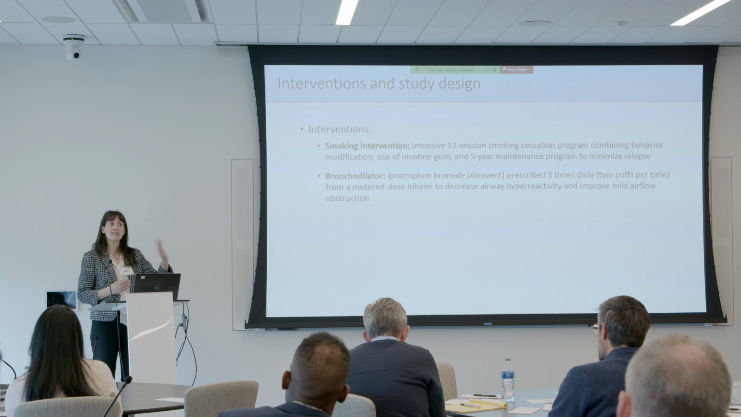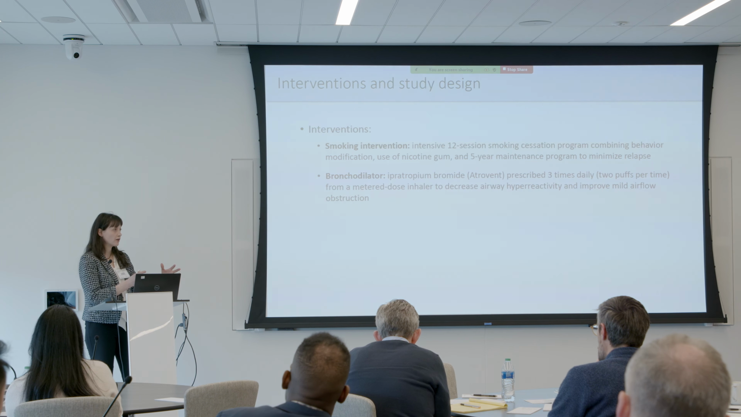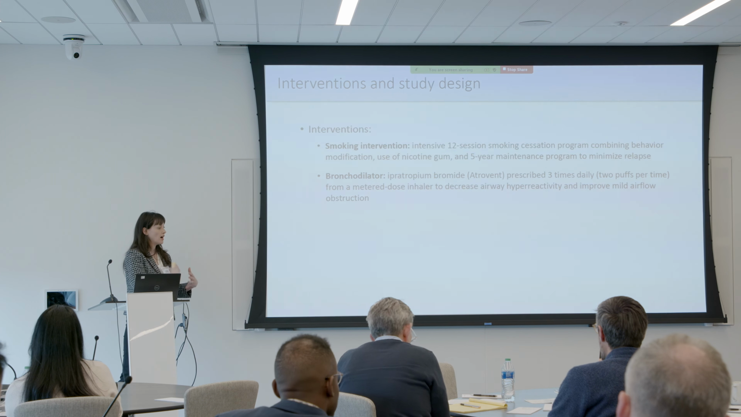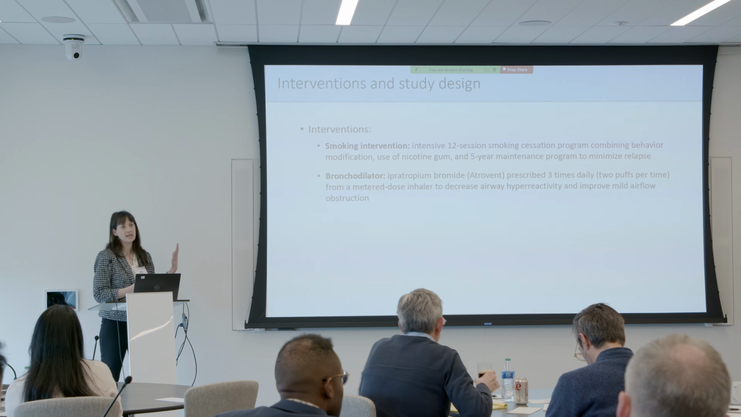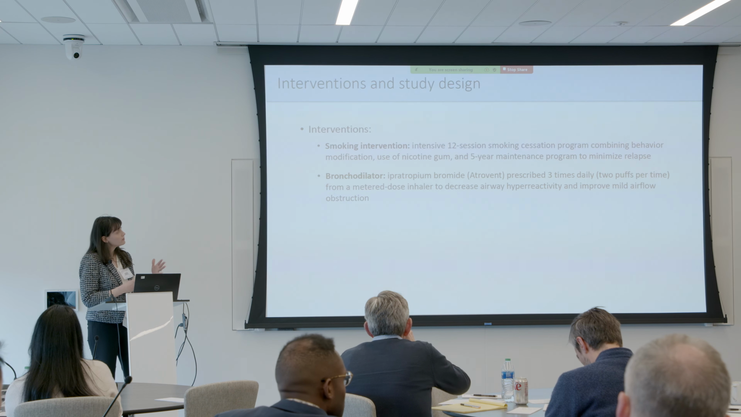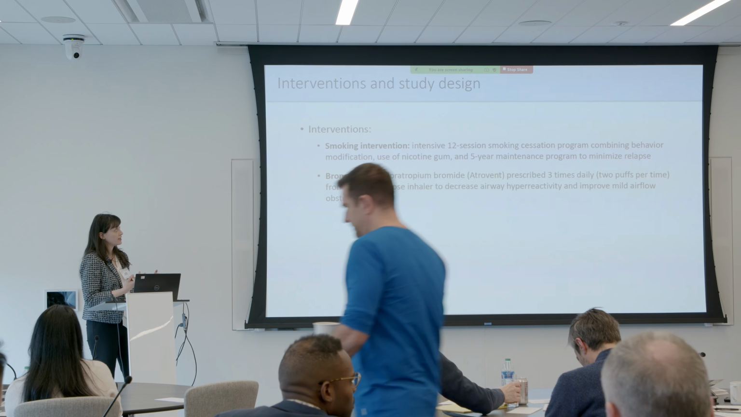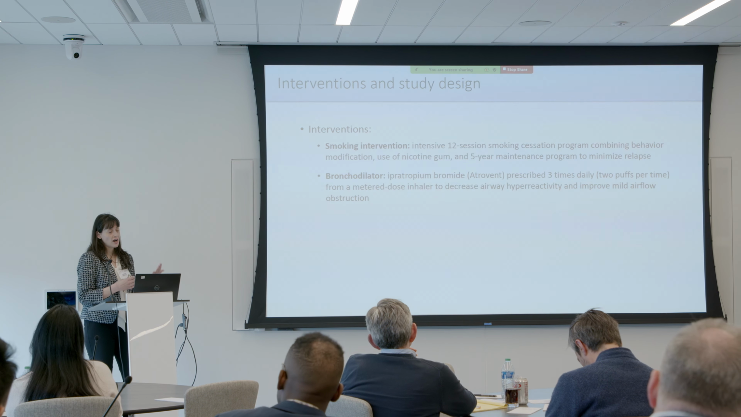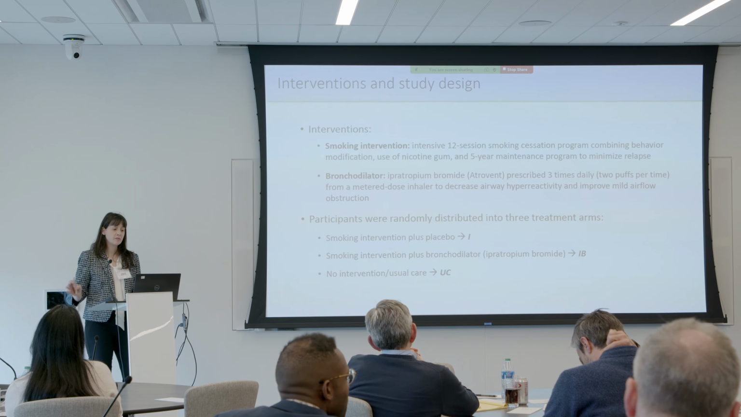They had 12 sessions over 10 weeks. So initially there was a lot over the first 10 weeks. And after that, they continued to help them if they needed additional cessation and behavioral modification programs over the next 5 years. And then for some, they also received a bronchodilator in addition. This was ipratropium bromide, or Atrovent. It was prescribed 3 times daily, 2 puffs per time, from a metered dose inhaler to decrease airway hyperreactivity and improve mild airflow obstruction. So participants were randomly distributed into 3 arms.